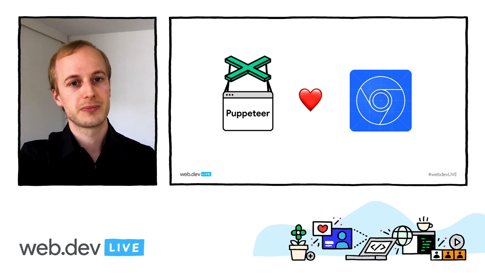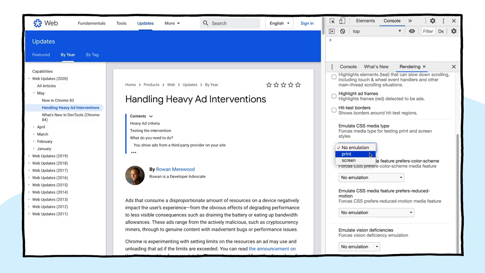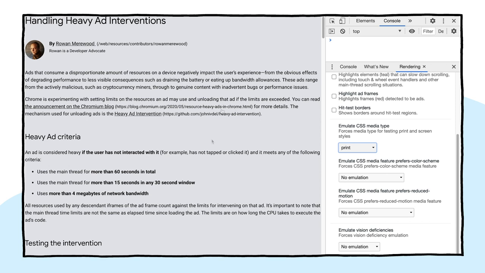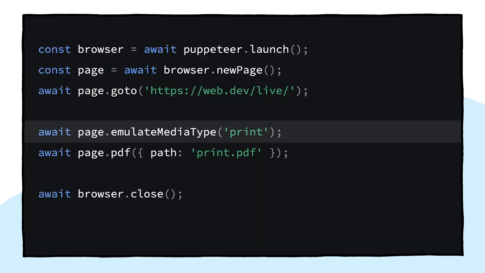For example, you might know that DevTools lets you emulate print media, so that you can easily debug print styles. Well, Puppeteer lets you do the same thing in an automated script. Here we call page.emulateMediaType to force print styles, and then we save the result as a PDF. Okay, now that you know what Puppeteer is, what it can do, and who is working on it, let's take a look at some recent feature additions.